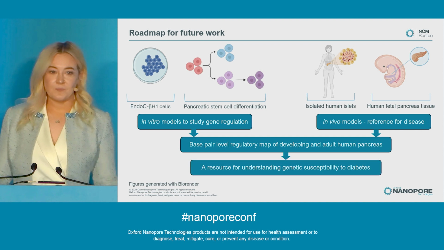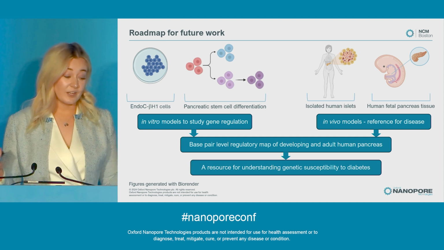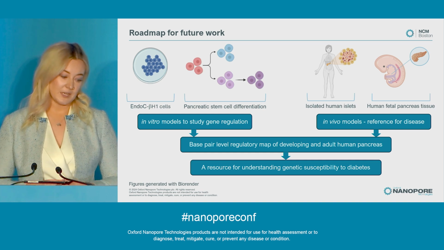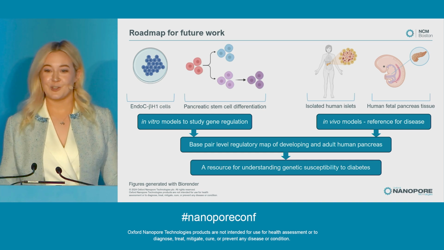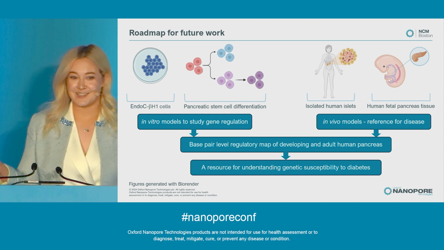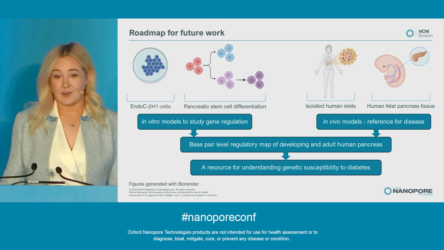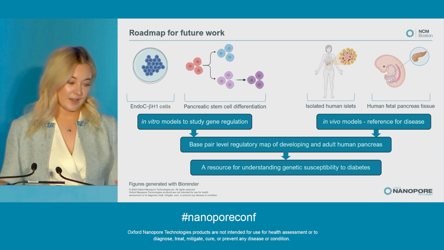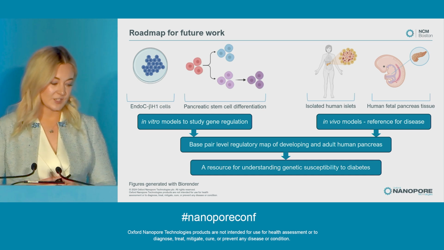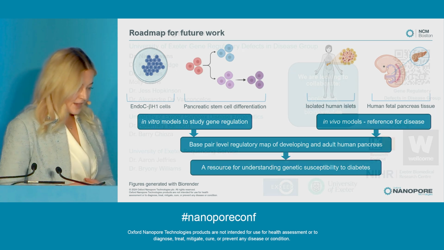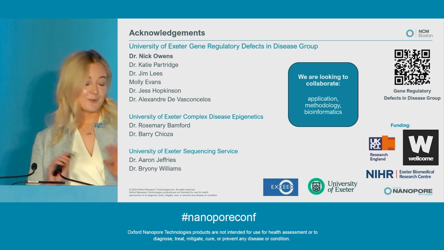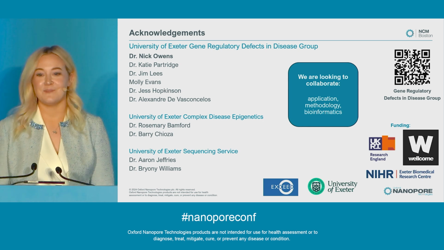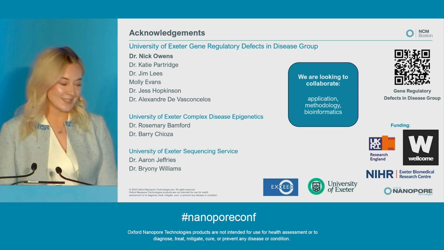This resource will be really quite revolutionary for helping us understand the genetic susceptibility to diabetes. Again, it's important to note we are particularly interested in diabetes and in the pancreas, but this can be translated to really any disease type. We are now working with other teams to look at this in the brain. If anyone would like to collaborate with us, we are also looking to collaborate on the application, the methodology, and any of the bioinformatics.